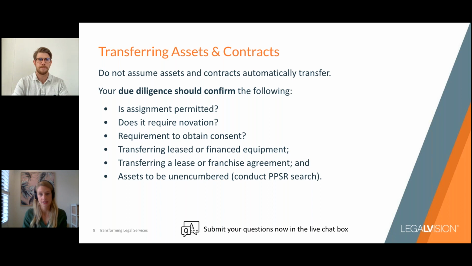When you're doing your DD, you should be looking at things like contracts. Sorry, I just lost my slide there for some reason. Never mind, I'll just freestyle. So you can look at things like contracts. Do they actually need any counterparty consent to transfer those? Things like a lease, you generally need the consent of the landlord. So you'll be looking at those sort of things when you're working out how you actually do the transfer.